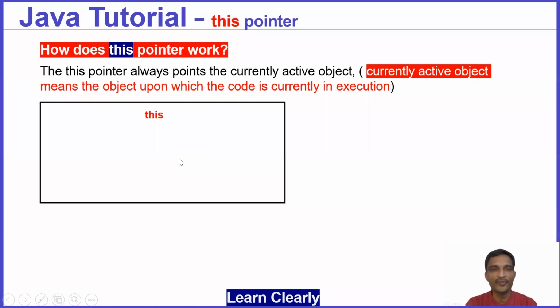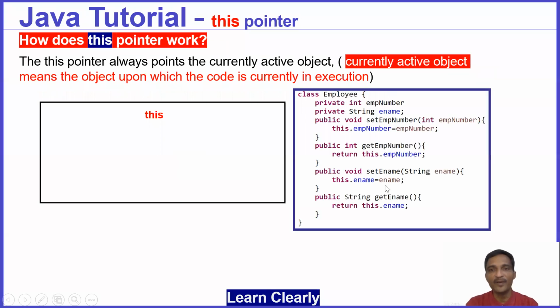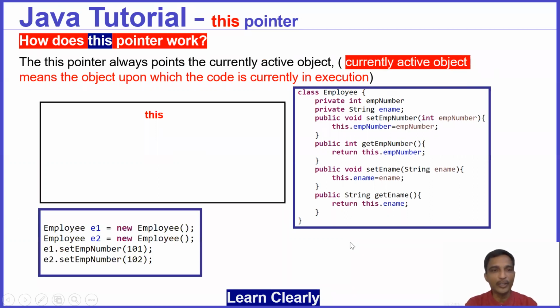To understand this pointer as well as the meaning of this statement, let's consider this pointer is there inside the memory of JVM, and then we have a class something like Employee, which has two variables and methods, something like this one. And then we want to execute this code, which has four statements.